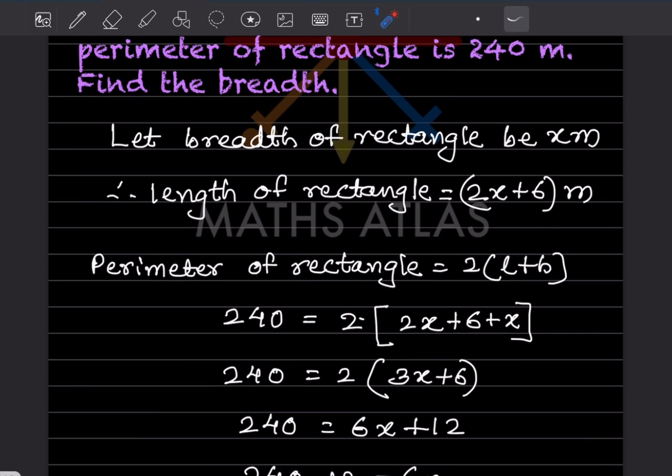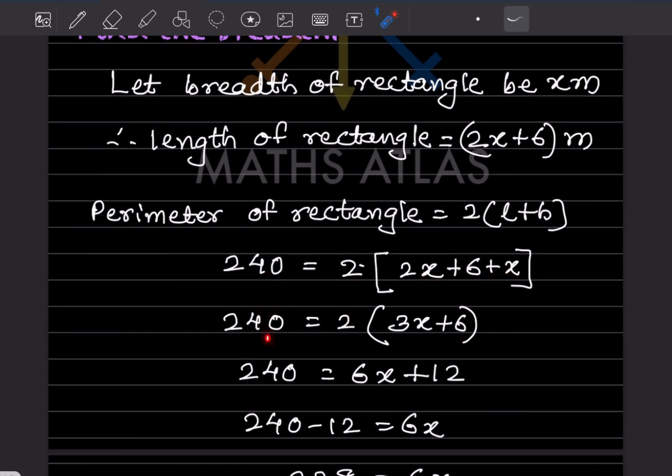Now there are two ways of doing it. See here, this is 240. This 2 keep as it is. The 2x plus x means that is going to be 3x plus 6. Now first, you keep the left hand side same. This you are going to expand, that is going to be 6x plus 12.